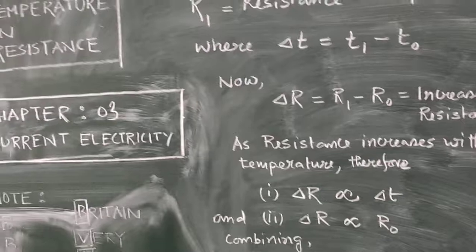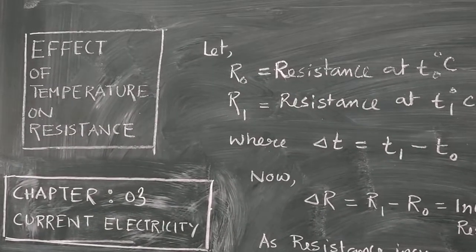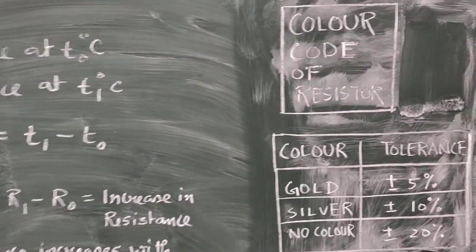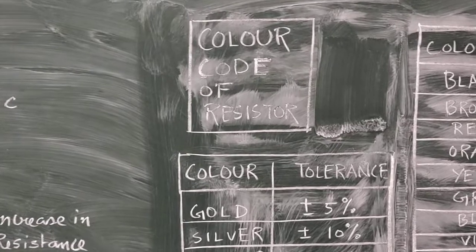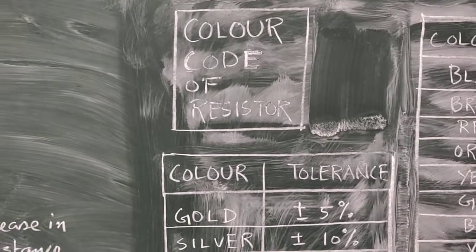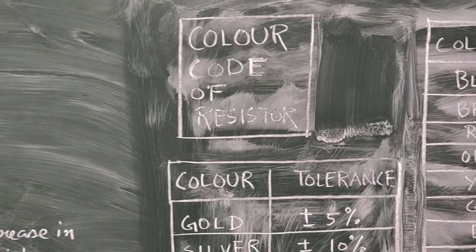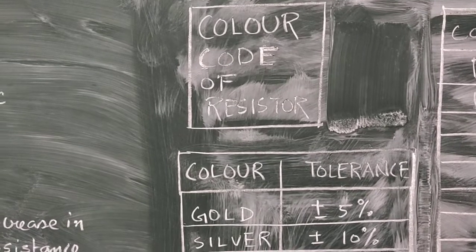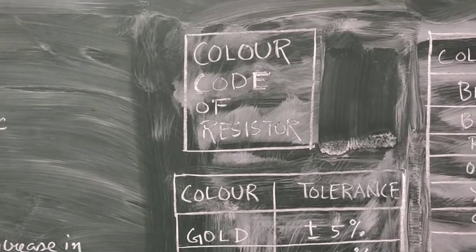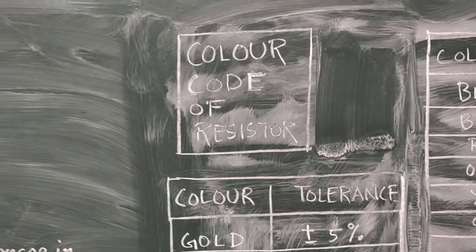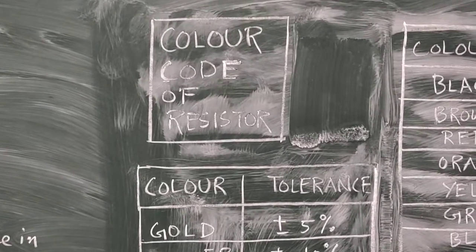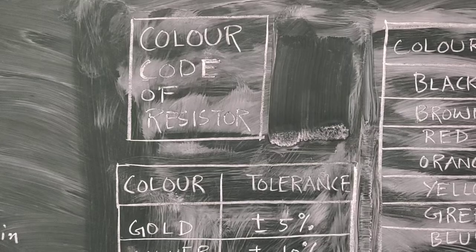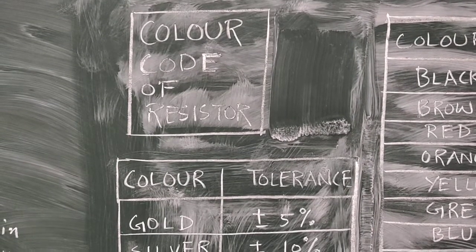So this is one topic, the effect of temperature on resistance. Now the next topic which we are going to discuss is the color code of resistor. The board is a little bit unclear, in the sense that once I clear the board, some chalk dust is already there, that's why the background is like this. But I think it's completely visible. Now the next topic which we are going to discuss is the color code of resistor.